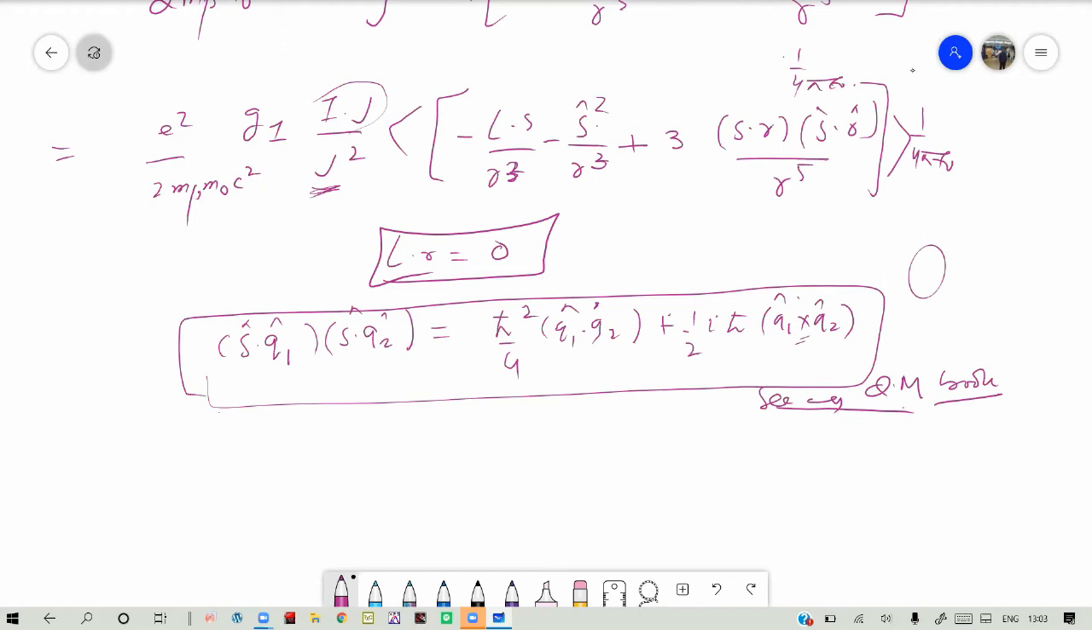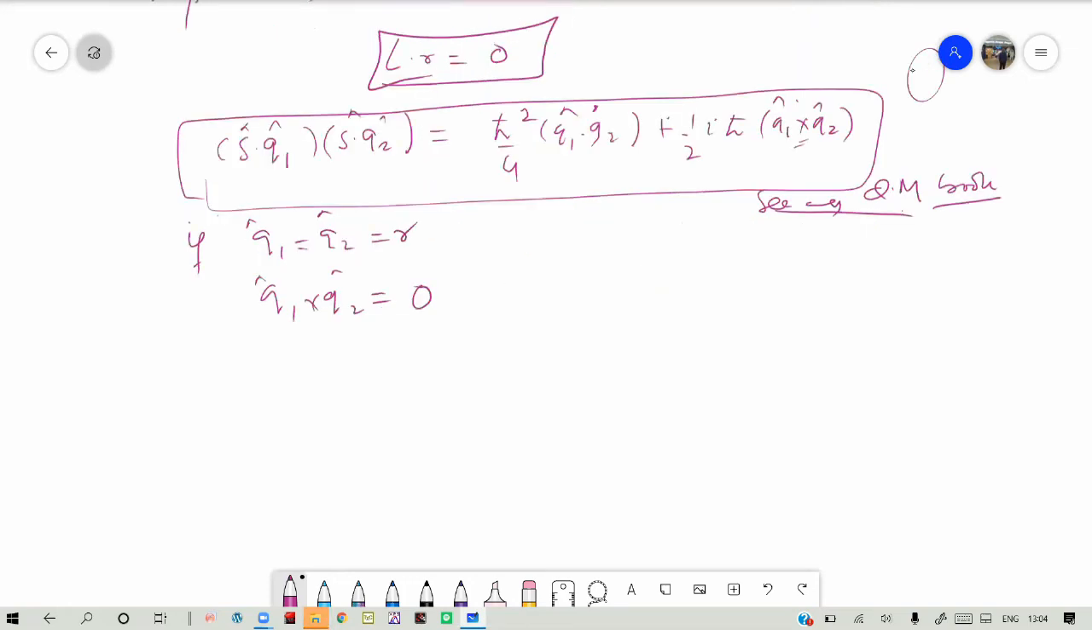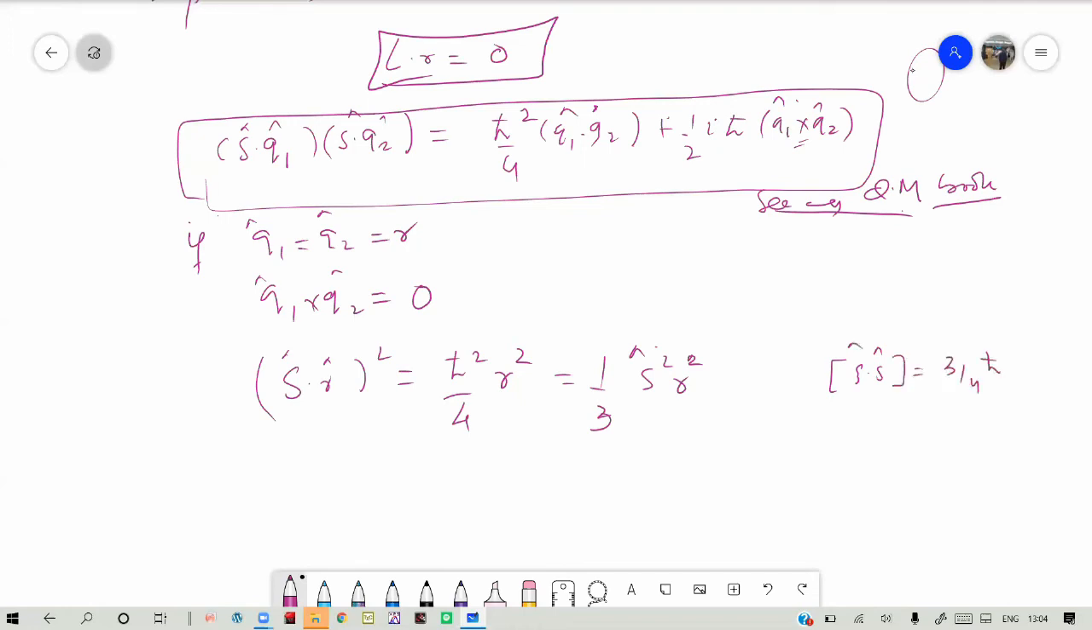Now, if Q1 is equal to Q2, which is equal to R, then what happens? Q1 cross Q2 will be equal to 0, because the distance between those two are actually the same, S1 dot R and S2 dot R. It also gives us that S dot R whole square will be equal to ħ square by 4 R square, which I can write as 1 by 3, because if you take S dot S, S is ħ and S is 1 by 2.